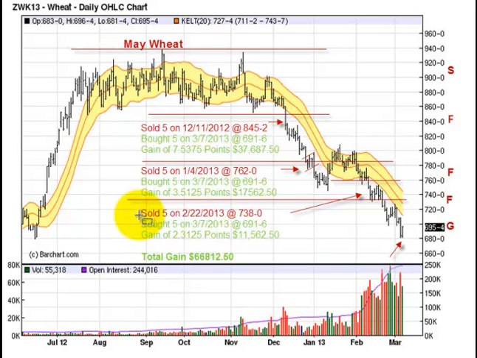Now we sold an additional 5 contracts on 2/22 at the market, 2/22/13 at 7.38 even. And we bought those back on 3/7/2013 at 6.91 and 3/4 for a gain of 2.3125 points or a profit of $11,562.50. So we had a total net gain of $66,812.50 on this trade before commissions.